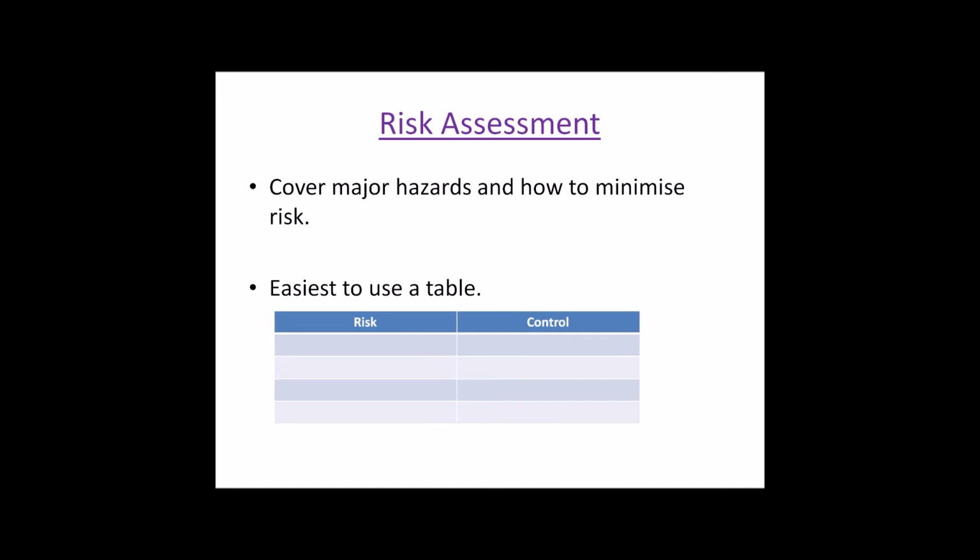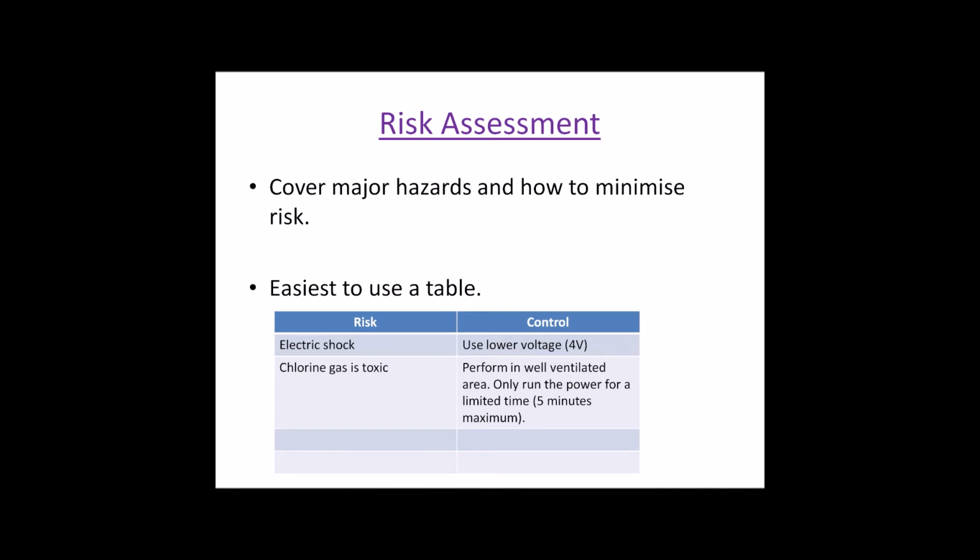So there's obvious ones like splashing things in your eyes or chemicals getting in your eyes. Wear goggles is a control. Another example is you might get an electric shock. So to avoid that, we can use a lower voltage. Chlorine gas is also toxic, so you might want to perform it in a well ventilated area, so there's less chance of chlorine gas building up and causing breathing problems, and only run the power for a limited time, so you're not going to be producing loads and loads of chlorine.